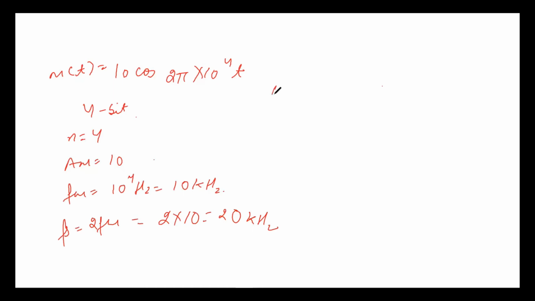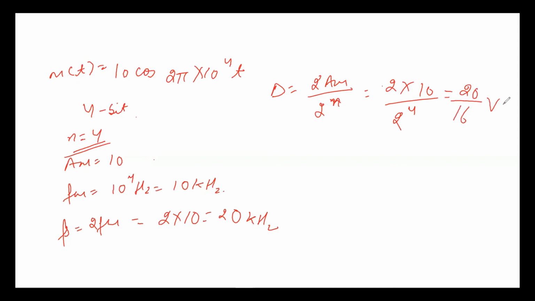Now, what will be my delta? Delta is given as 2Am divided by 2 to the power n. Just now we have seen how to find the delta step size of a sinusoidal signal. So it will be 2 into Am, Am is 10, divided by 2 to the power n. n is equal to 4, it is given. So it will be 20 by 16 volt. Now, what will be my maximum quantization error? It will be plus minus delta by 2, which will be 10 by 16 volt.